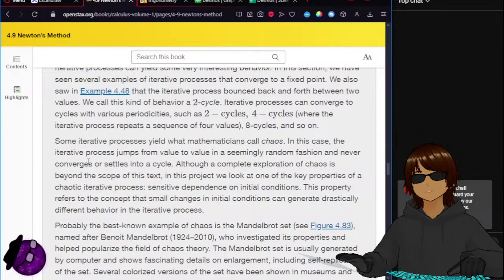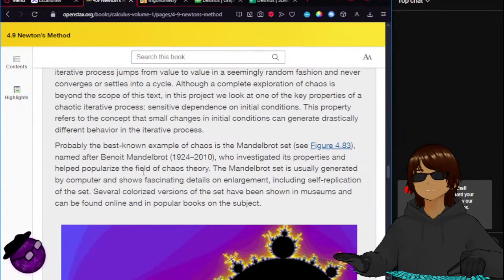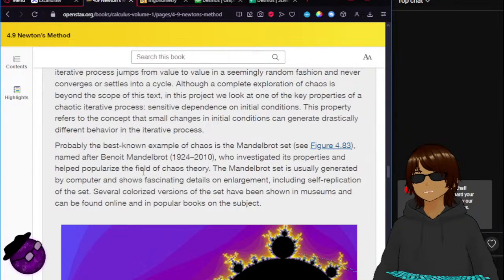Although a complete exploration of chaos is beyond the scope of this text, in this project we look at one of the key properties of a chaotic iterative process, sensitive dependence on initial conditions. This property refers to the concept that small changes in initial conditions can generate drastically different behavior in the iterative process. Probably the best known example of chaos is the Mandelbrot set, named after Benoit Mandelbrot, who investigated its properties and helped popularize the field of chaos theory.